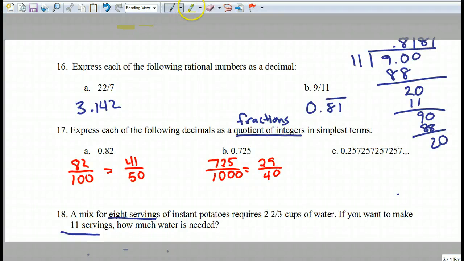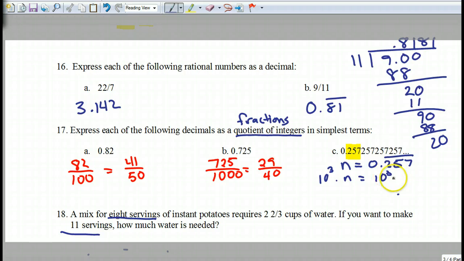All right, we're looking at a repeated decimal. Notice it's 257 repeated, right? 3 digits. So the algorithm that we use for this is, first of all, you need to set this equal to n. So n equals 0.257 repeating. I'm just going to put the bar over the top. Since I have 3 digits, I'm going to multiply both sides by 10 to the third. The 3 zeros representing the 3 digits. Okay?